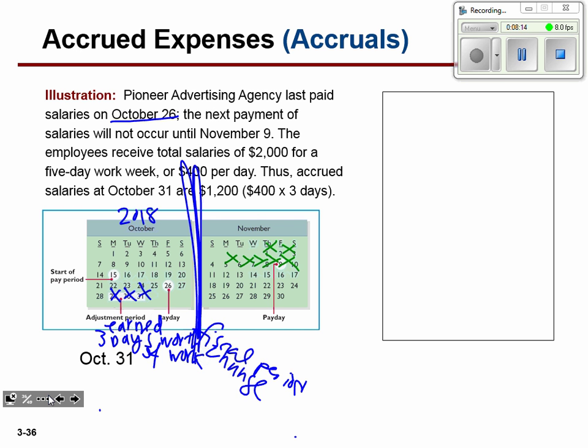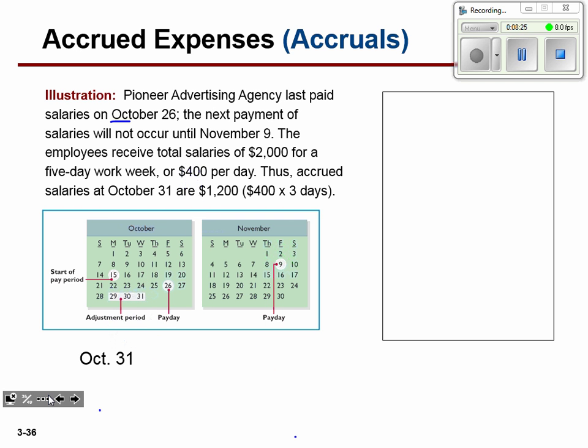So we have to account for those 3 days that happened even though we haven't paid them, hence the accrued expense. This gets kind of complicated. I'm going to erase this so you can see what's going to happen here. How much money do we have to account for that happened? $1,200. We came up with that because we figured out it's $400 a day, and there's 3 days that have happened since our last pay period.